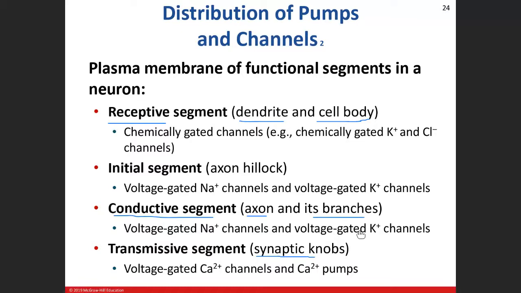Okay, so the last portion here is going to be the transmissive segment. That's where you're going to see your voltage-gated calcium channels and the chemically gated calcium pumps.